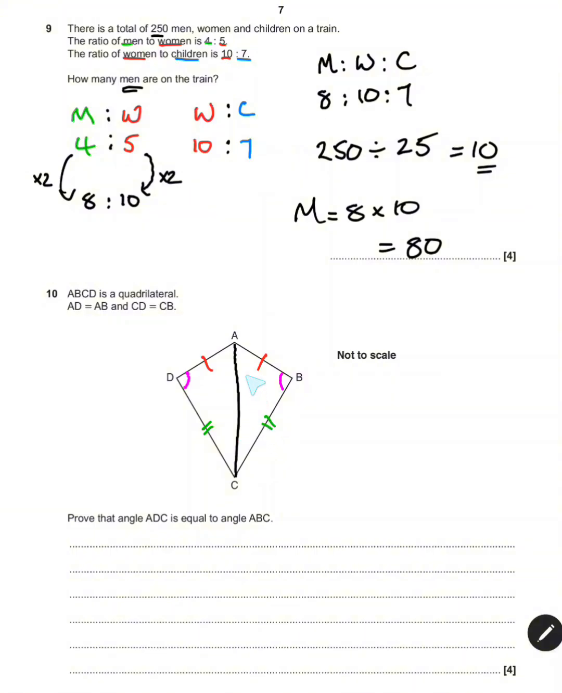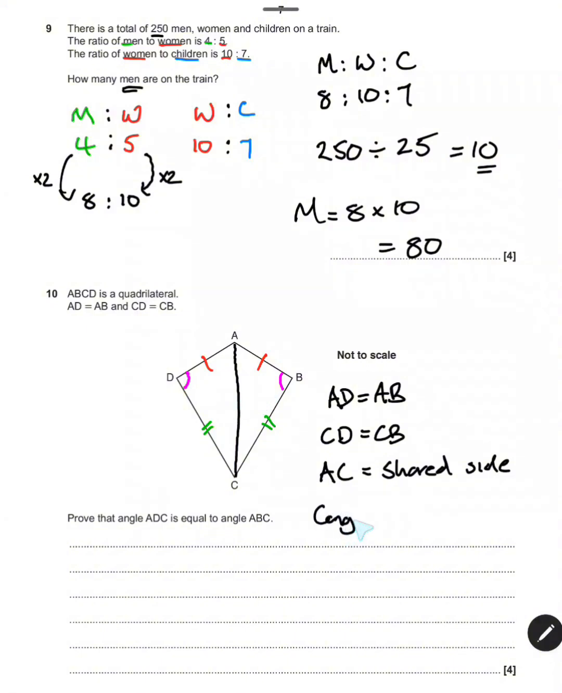We just need to write statements to show that these are the exact same triangle. So we can just say AD equals AB, and that's given in the question. We can write CD equals CB, and again that's given in the question. And then we can just put AC is a shared side. What you're looking at is two congruent triangles.